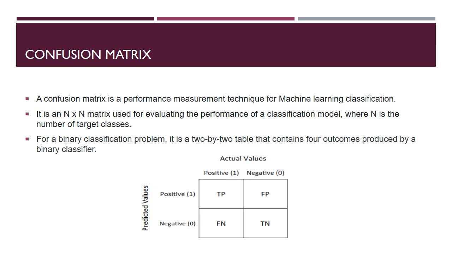Now let's talk about the false positive and false negative. These are actually the errors that are made by our model. So false positives are those records that were actually negative, but the model has falsely classified them as positive. So they are called false positives. What about false negatives? False negatives are those records that were actually positive, but the model has wrongly classified them as negatives. So they are called false negatives.